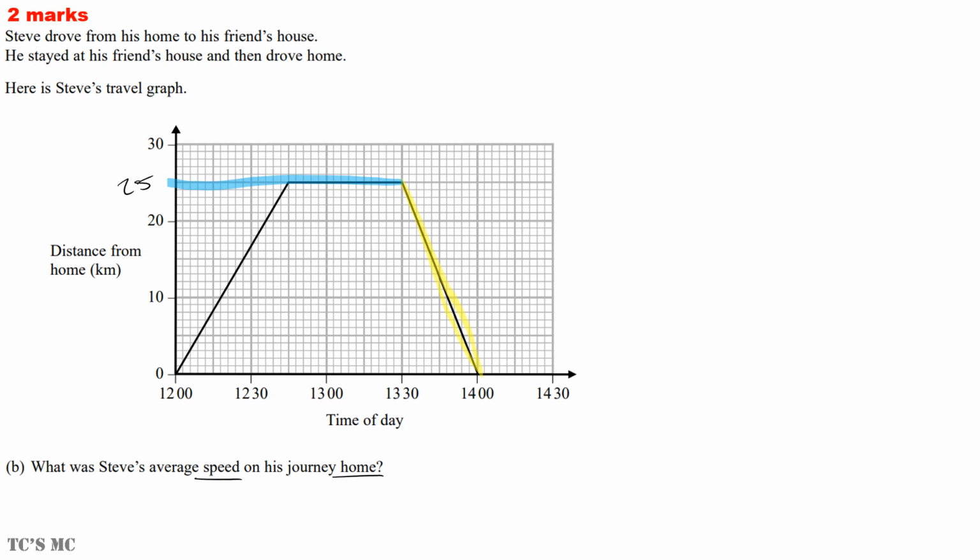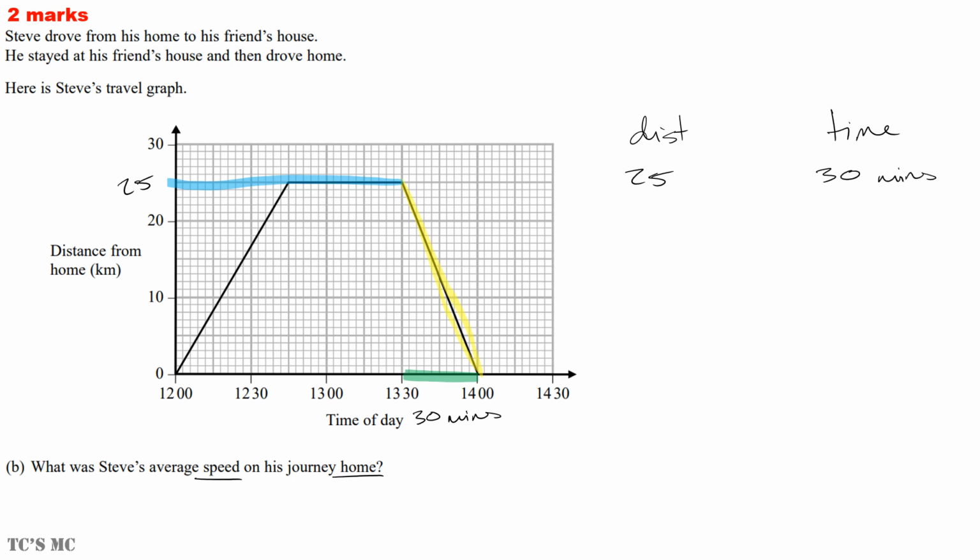We also need the time. For the time, we need to know at what time he started his journey and at what time he finished his journey. So that's 1:30 to 2 o'clock, and that is 30 minutes. Now I'm going to write distance and time. He has travelled 25 kilometers in 30 minutes.